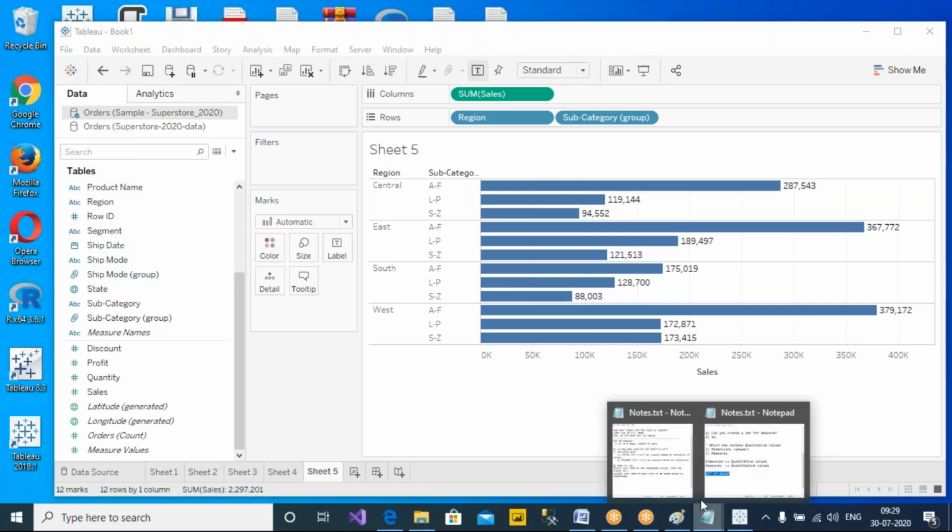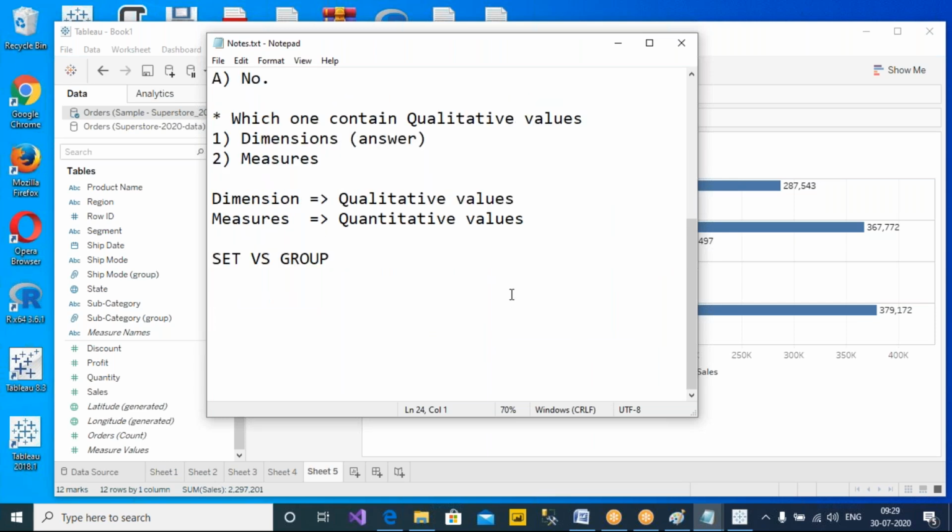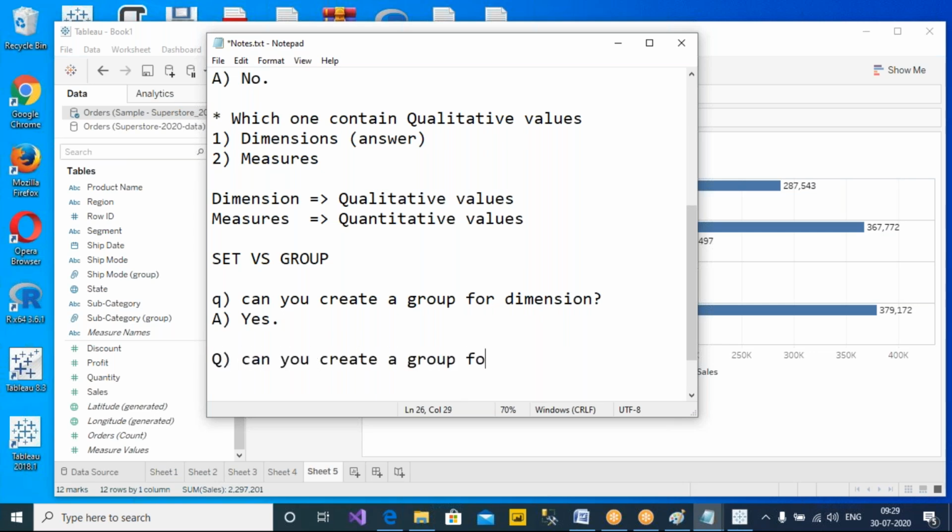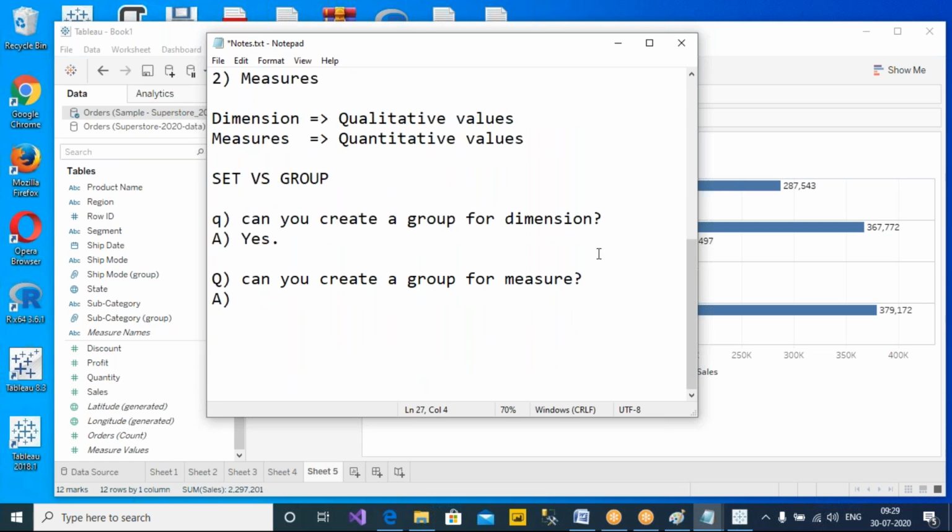So the point here is we can create a group from the report or from the tables. And another very commonly asked interview question: can you create a group for a dimension? Yeah, definitely, because we did that. Can you create a group for a measure? Always confusing, isn't it? They ask for one and immediately go to another. Yes or no? Okay, so what do you think? Maybe no, but the answer is yes.